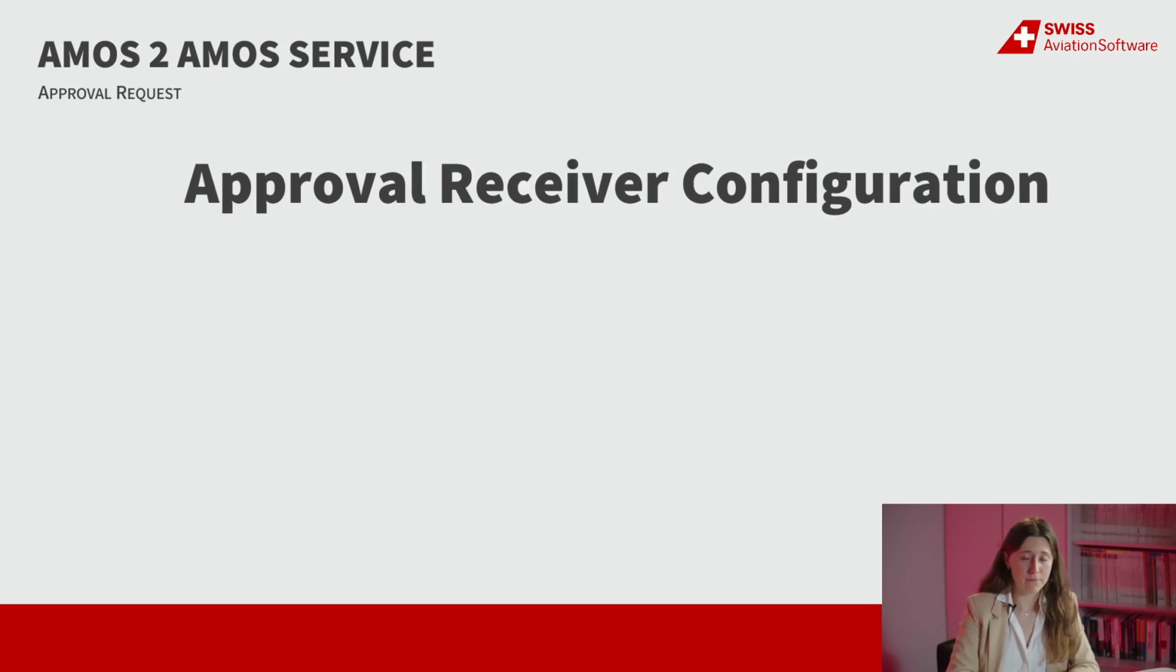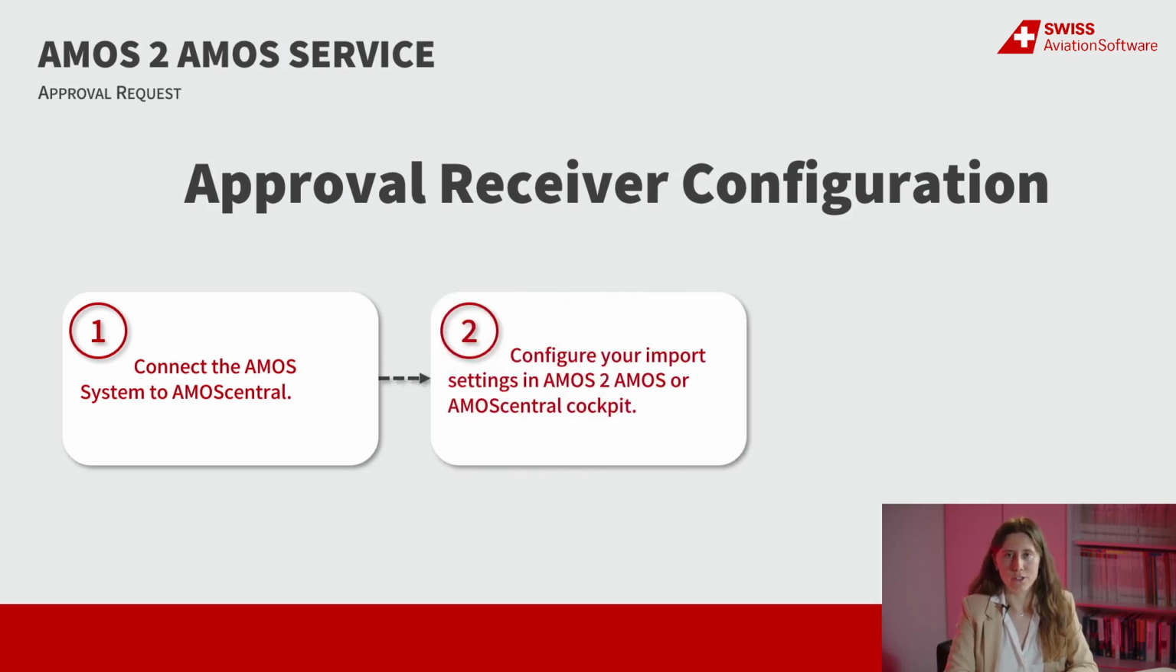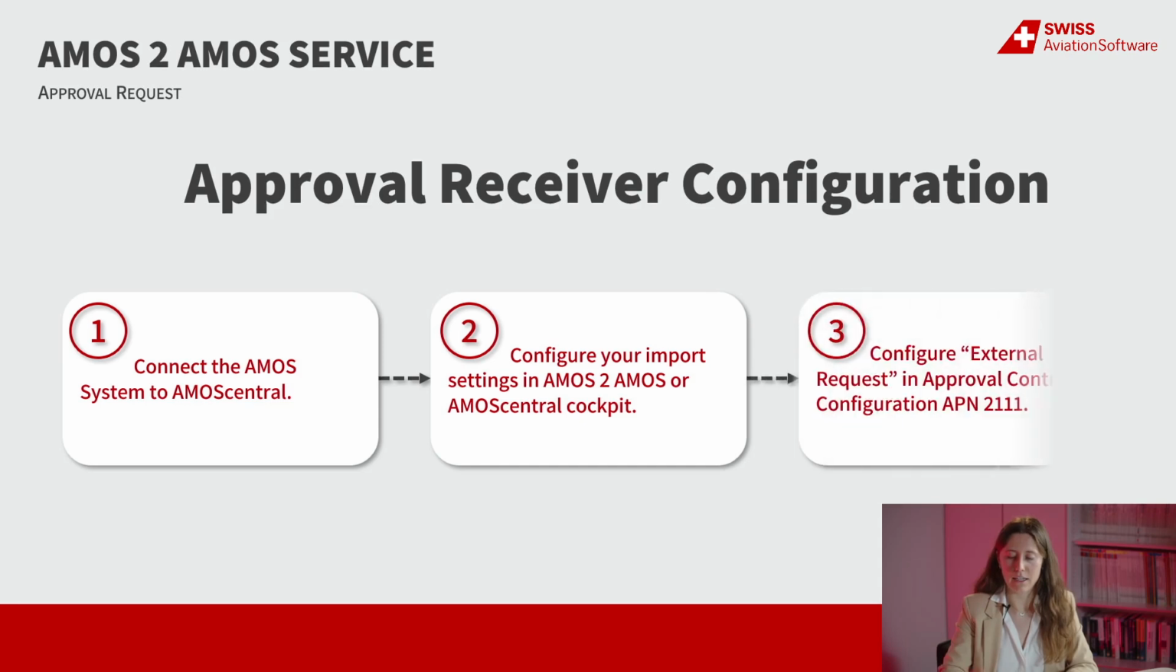As for the receiver, it's kind of the same as for the sender. First you need to connect your AMOS system to AMOS Central. Then you need to configure your import settings inside AMOS to AMOS or inside AMOS Central Cockpit. And then you need to configure the external request inside AMOS approval control configuration, to receive the approval requests from other AMOS users, external AMOS users.